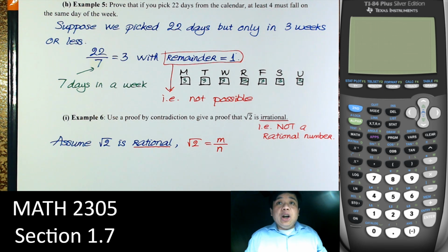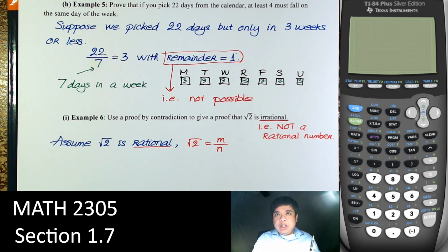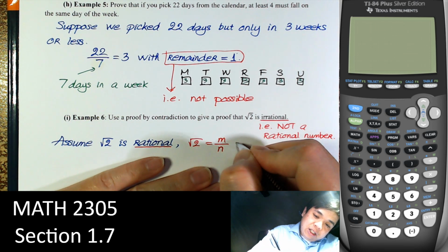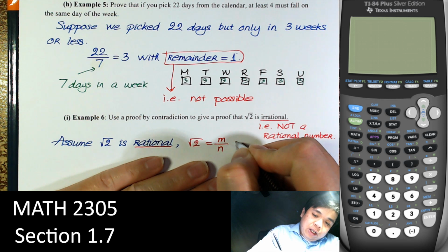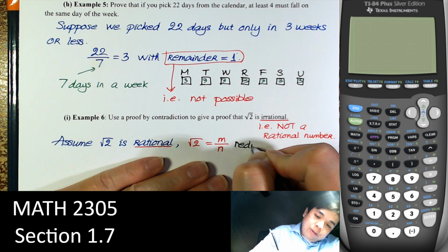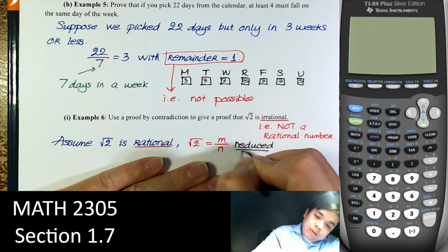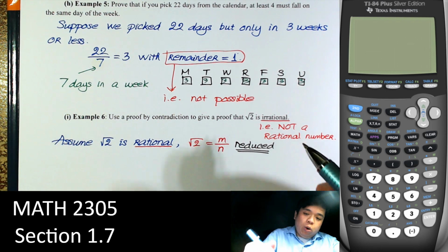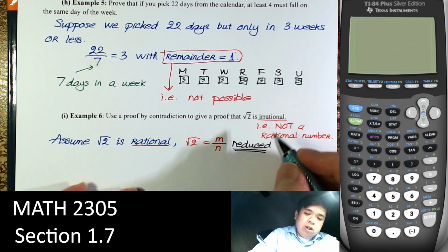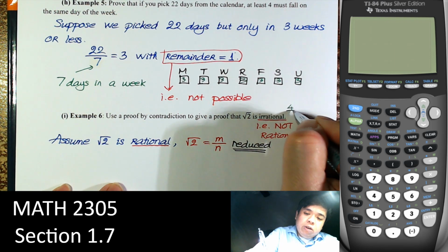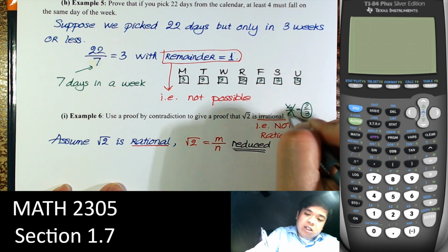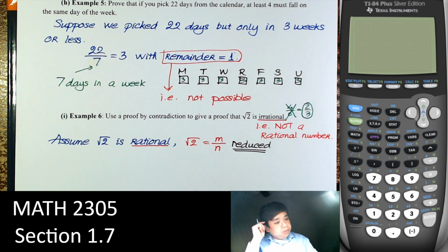Now, the crucial part of this is not just assuming that it is a ratio. It has to be a ratio that is reduced. Assume that this is m over n, which is reduced. And that is a very important part of the proof. By the way, if it is not reduced, we can always reduce it. For example, 4/6 can be reduced to 2/3. So we look at the 2/3 and not 4/6. Look at the reduced fraction.